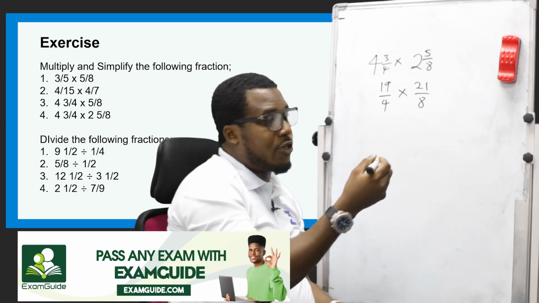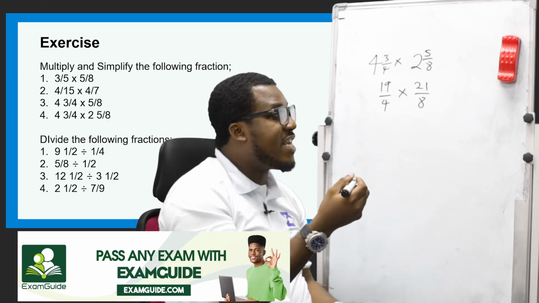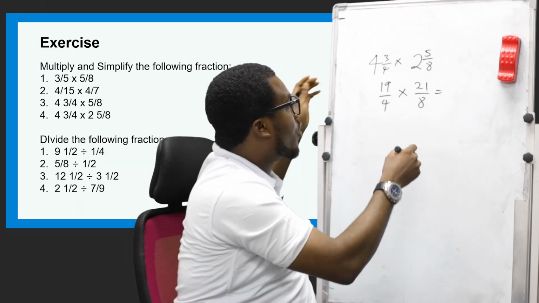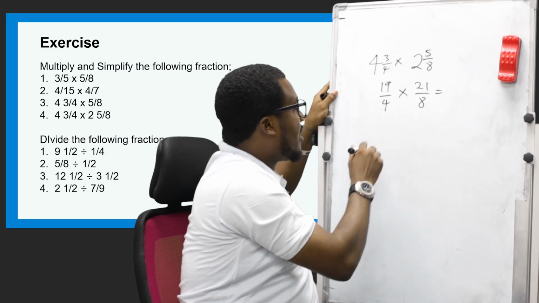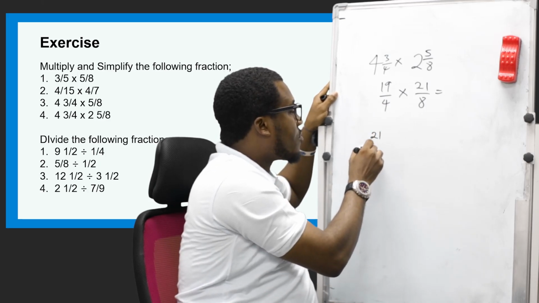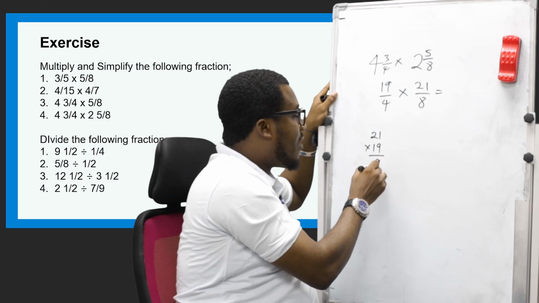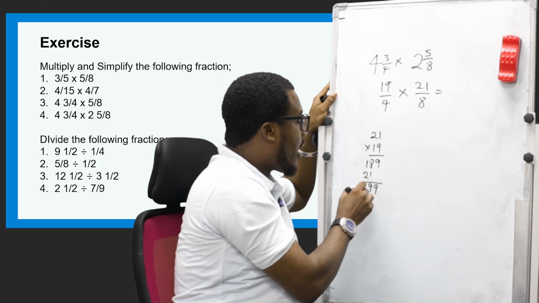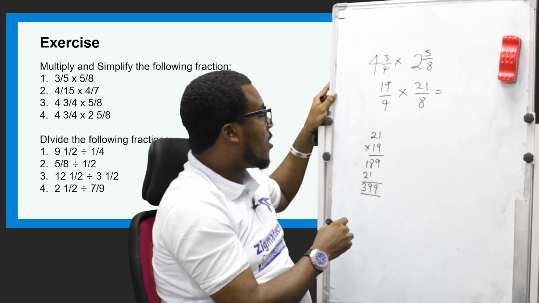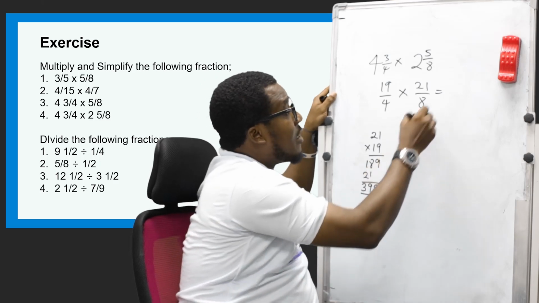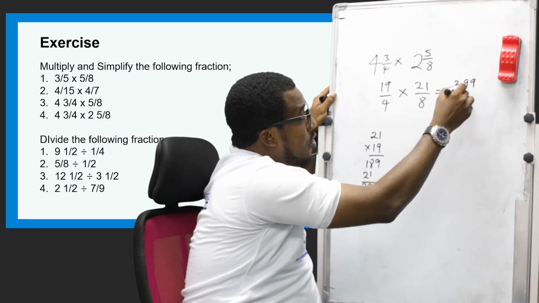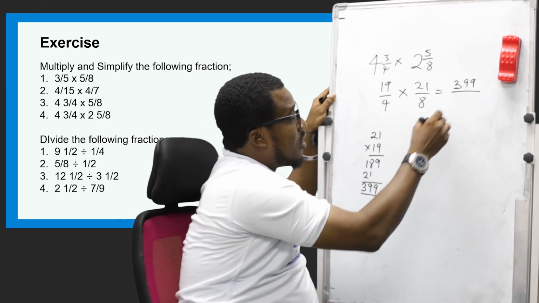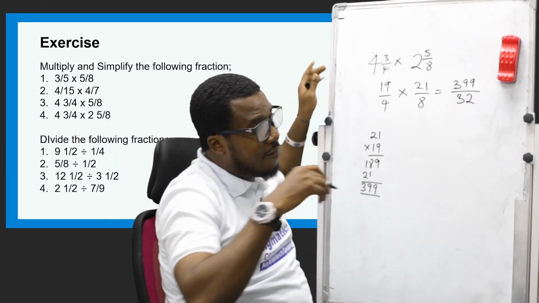We use our multiplication of fraction method, which we just did initially. So you multiply through 19 times 21. Let's do this together. We know that when we have 19 times 21, our answer will become 399. So this is 399 all over 4 times 8. 4 times 8 will give us 32. So we've gotten our fraction up to 399 over 32.